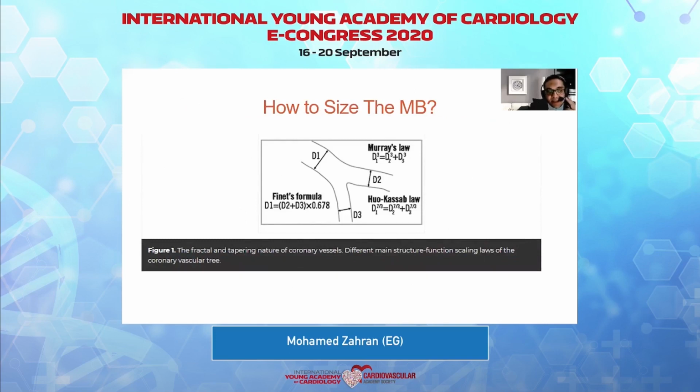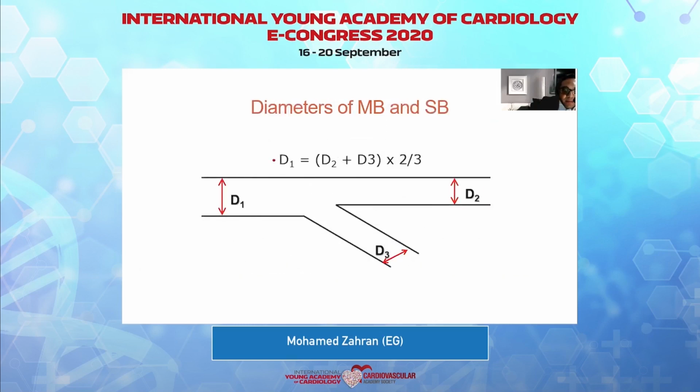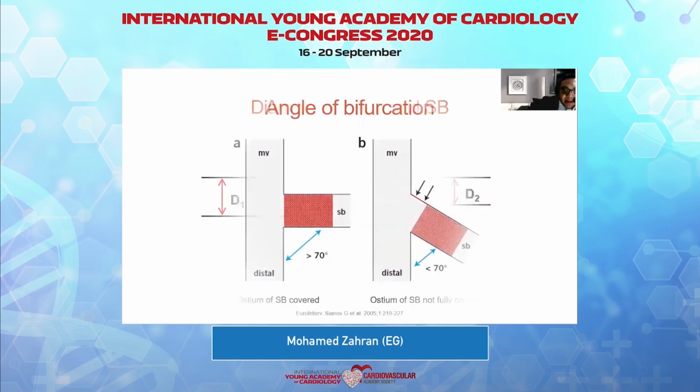How can you assess the main branch? The main branch or the mother branch is equivalent to 2/3 multiplied by the sum of the mother branch extension and the daughter branch or the side branch. So you add them together and you multiply it by 2/3, like we see in this diagram here.